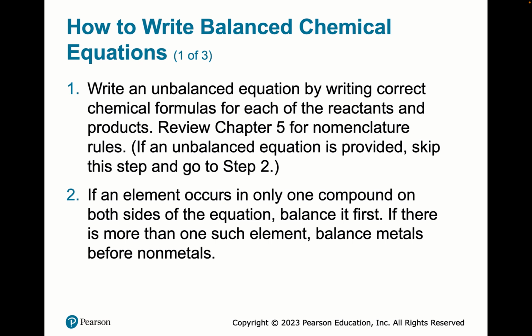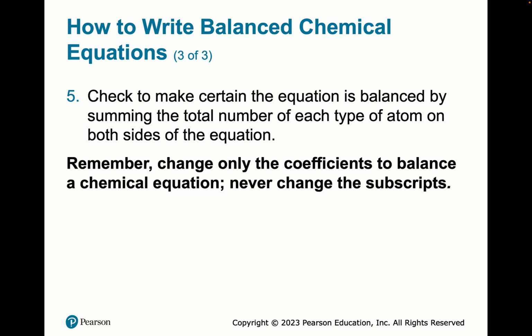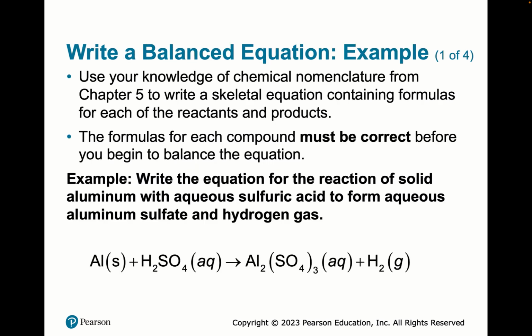Next, it's usually easier to balance metals before nonmetals because metals tend to have less exotic bonding than nonmetals. Like you can see, oxygen and hydrogen, especially hydrogen, are found in several different molecules. If it's a free element, balance it last. And if the coefficients contain fractions, change those to whole numbers. Remember, we use discrete mathematics in chemistry. The last step is to check to make sure that you have the right number of atoms on both sides of the equation. So let's try to balance this one here.